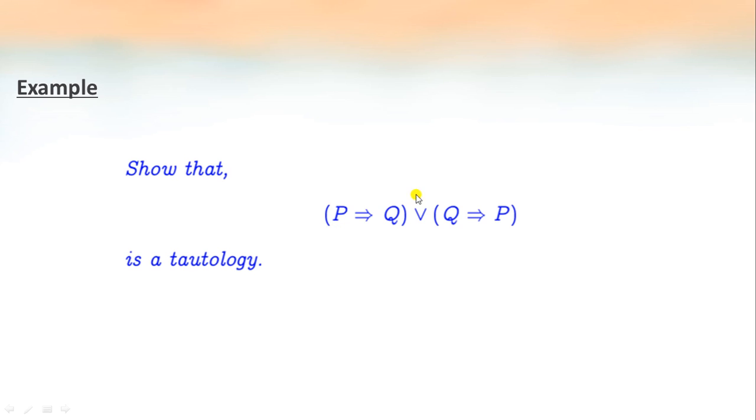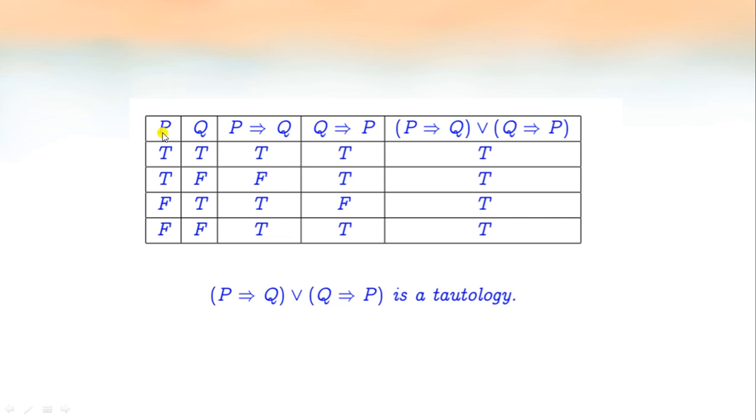I have two propositions P and Q, and the operation performed on them is P implies Q or Q implies P. So let us define the truth table for this proposition. We take the two propositions P and Q, and the combinations can be true and true, true and false, false and true, and false and false. The first proposition is P implies Q, that we have written over here. Implies means if x, then y. So if P, then Q. If it is true and true, it will be true. If it is true and false, it will be false. And if it is false and true, false and false, it will be true over here.